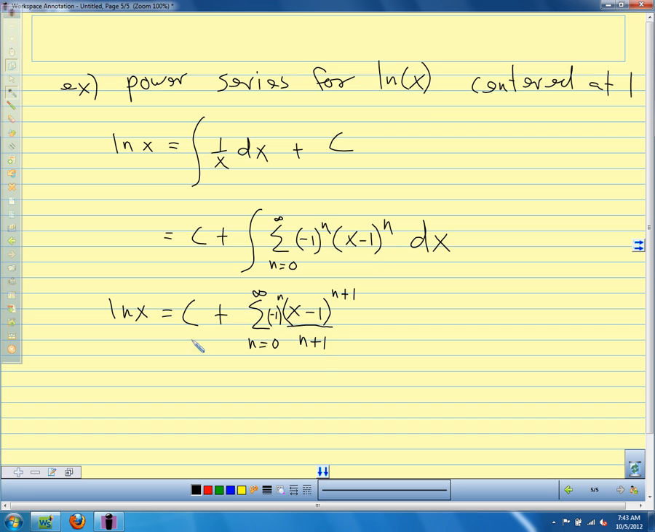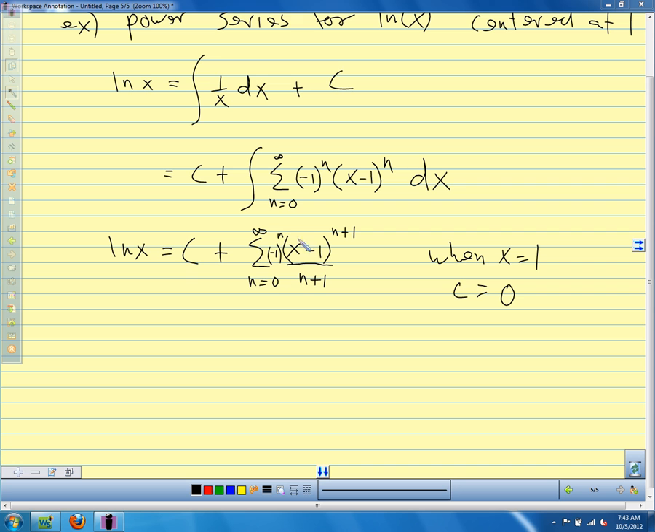We need to account for this constant. When x equals 1, the natural log of 1 is 0, and I plug in 1 here and I get 0, so I get that my constant equals 0. So sometimes this constant will come out to be non-zero, and we have to keep account of that. Plug in the number that's going to make this 0, or 1, something you can work with easily. But usually you can pick it so that this is 0 and you find your constant.